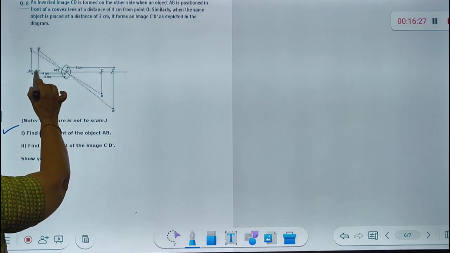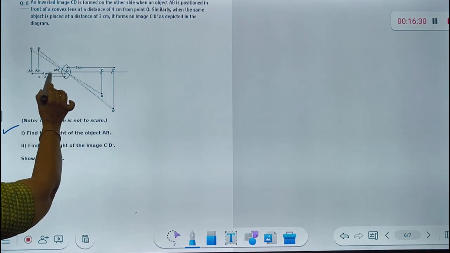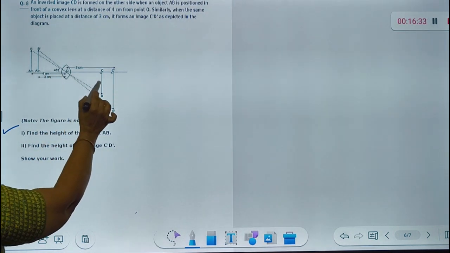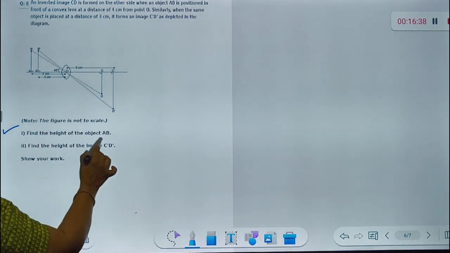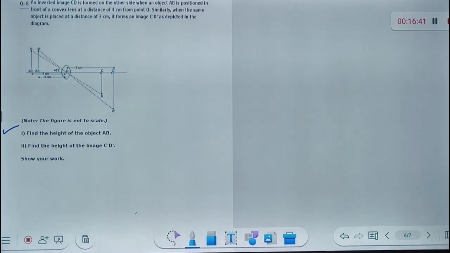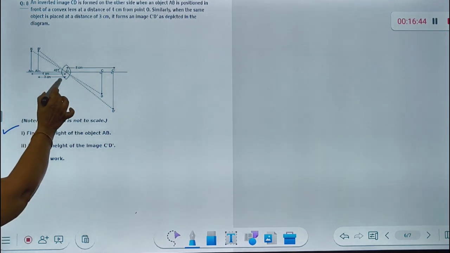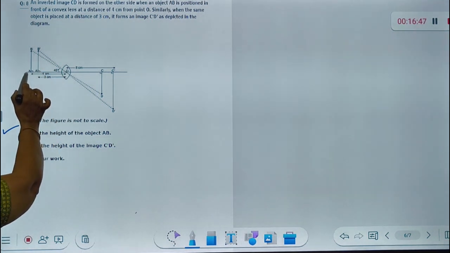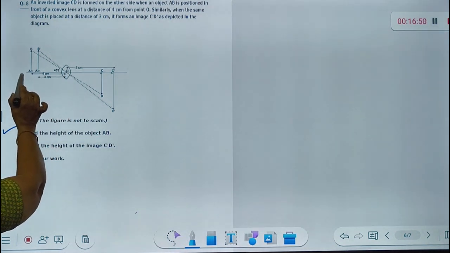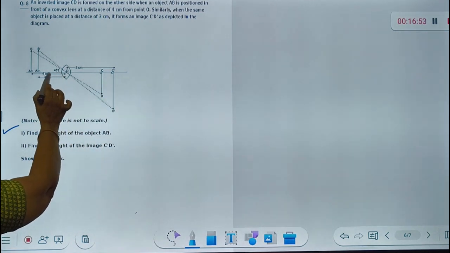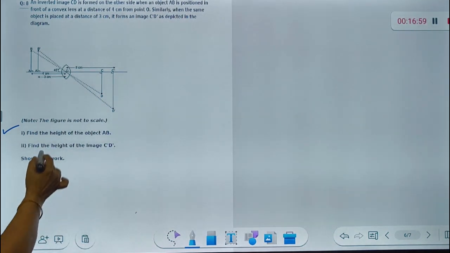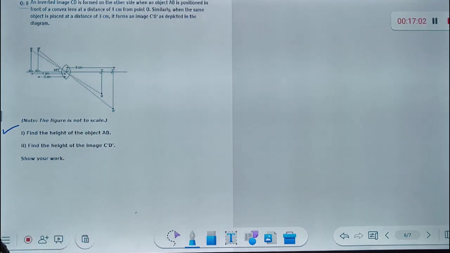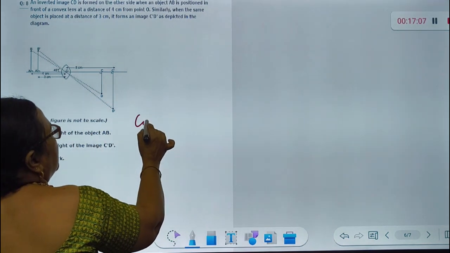Now, suppose it is placed at A dash B dash, then this distance is 3 centimeter. It forms an image C dash D dash. You have to answer these questions. You have to find the height of the object AB and you also have to find the height of the image C dash D dash. So you have a convex lens, you have an object AB. When it is placed at 4, its image is CD. When it is placed at a distance of 3 centimeter, its image is C dash D dash. You have to find both the height of the object AB and the height of the image C dash D dash.